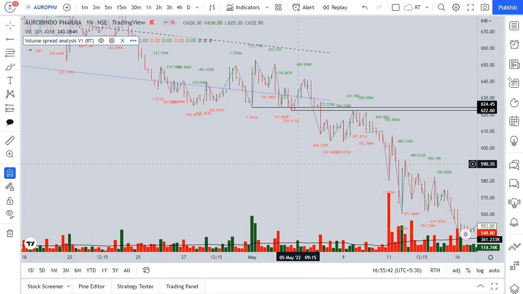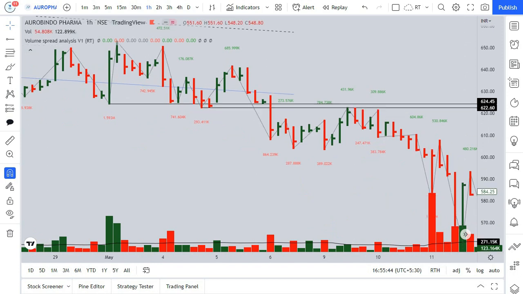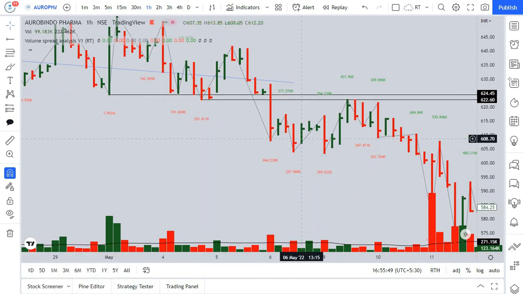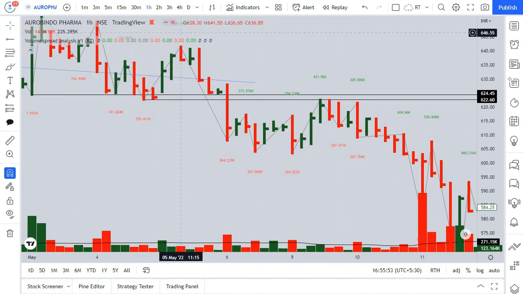If you're applying volume waves, it is showing you every single lower lows and higher highs. It is calculating every single lower lows and higher highs right here. Based on that, you can know every single swing right here, how much volume has occurred within this particular swing.